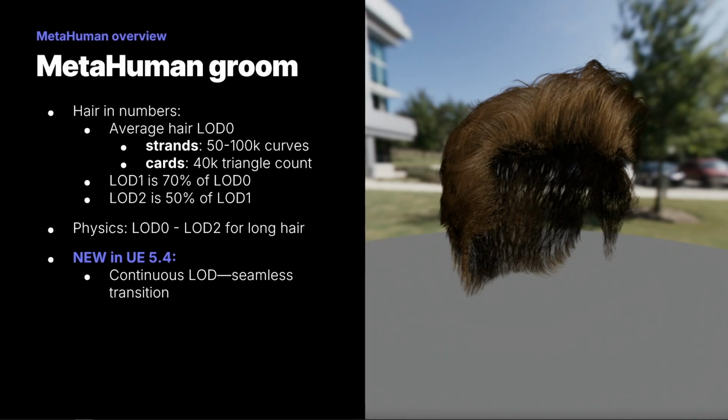On average, LOD 0 hair will have somewhere between 50 and 100,000 curves. The same hair would be around 40,000 triangles. So the size of the LOD 1 groom asset will be 70% of LOD 0. On average, every lower LOD will have around 50% the size of its predecessor.